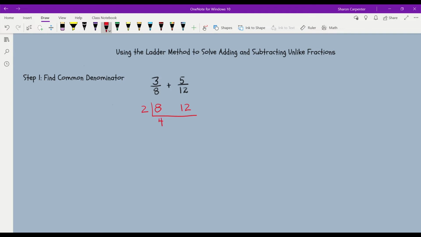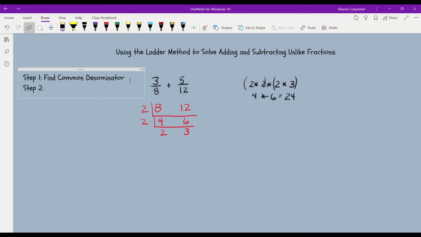8 divided by 2 is 4, and 12 divided by 2 is 6. 4 and 6 are even, so we're going to use 2 again. 4 divided by 2 is 2, and 6 divided by 2 is 3. Since 2 and 3 are prime numbers, we're now going to multiply to get our least common denominator. 2 times 2 times 2 times 3. Group 2 times 2 and 2 times 3. 2 times 2 is 4, and 2 times 3 is 6, and 4 times 6 is 24, which is our least common denominator.